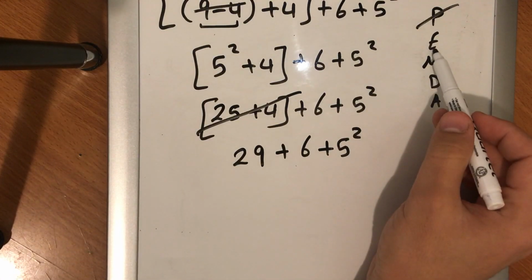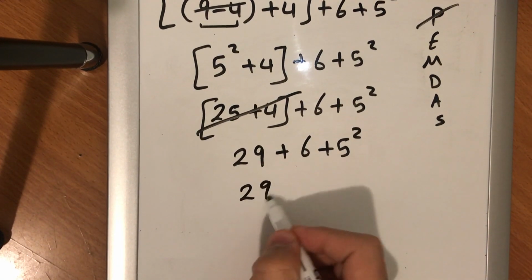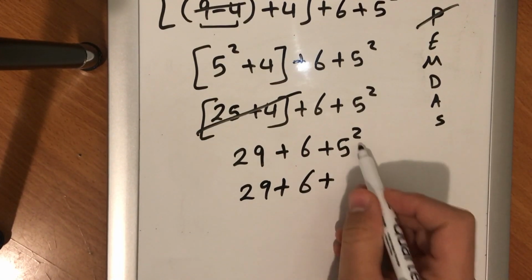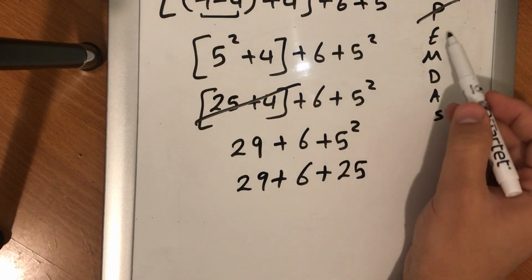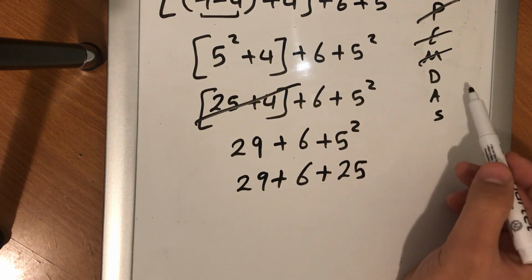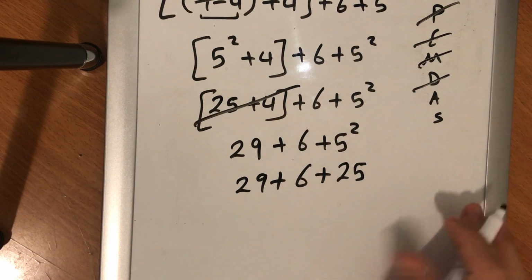Now it's time to get rid of all the exponents. I got 5 to the second power here, so I'm going to leave everything else the same until I get rid of that. 5 to the second power gives me 25. Now I'm done with exponents. I don't have any multiplication. I don't have any division. I have all additions, so get that done.